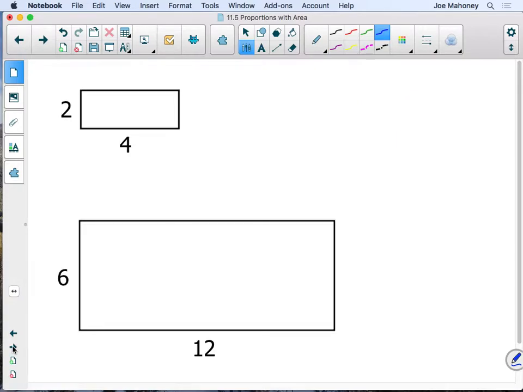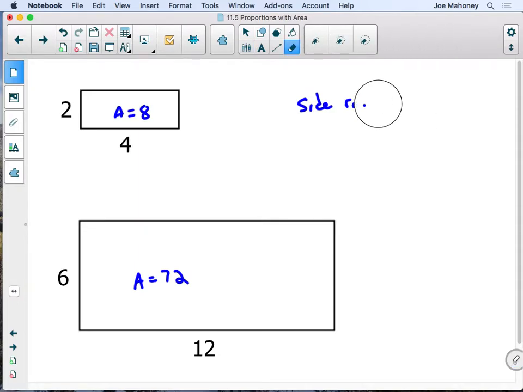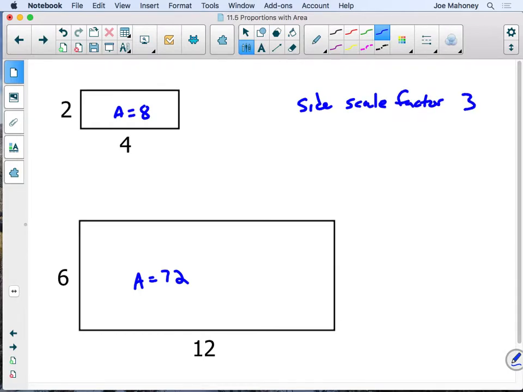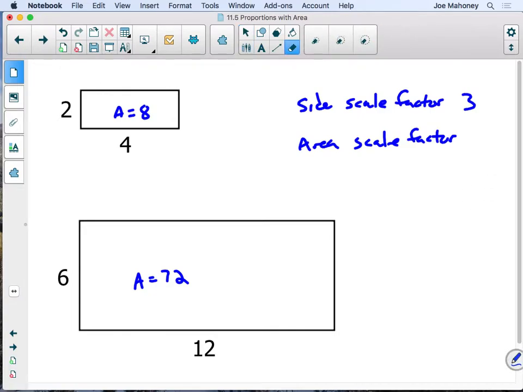Let's keep playing. Here's 2 more triangles. 2 times 4, the area is 8. 6 times 12, the area is 72. But now I look at this and I go, okay, the ratio of the sides, 2 to 6, the side scale factor is 3. But now 72 divided by 8, 72 is 9 times bigger. So the area scale factor is not 3, it's 9.